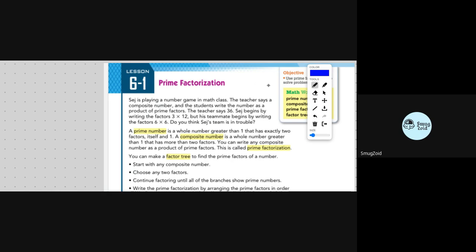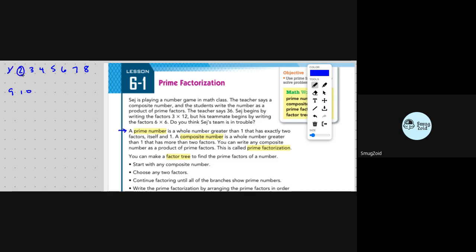We're going to look at prime factorization today. A prime number is a whole number greater than 1 that has exactly 2 factors, 1 and itself. So if we're looking at the numbers 1 through 10, so we've got 1, 2, 3, 4, 5, 6, 7, 8, 9, and 10. And if we go through it just to review, 1 is neither prime nor composite because its factors are 1 and itself.